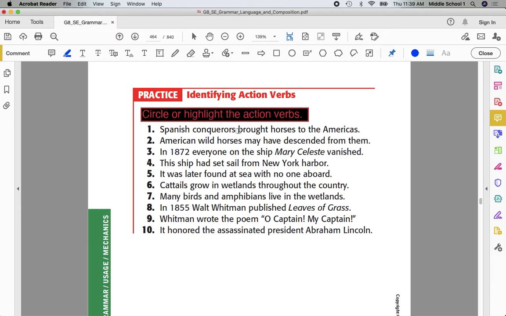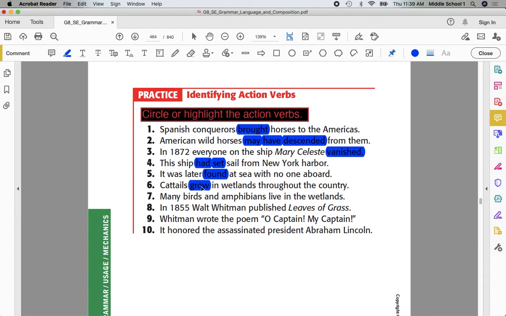Okay, so Spanish conquerors brought. What did they do? They brought. American wild horses, what did they do? They may have descended. We haven't seen one of these yet. We didn't see one yesterday, but we see it today. Not only one, but two helping verbs to go along with descended. In 1872, everyone on the ship, Mary Celeste, vanished. This ship, what did the ship do? Had set. It was later found at sea.